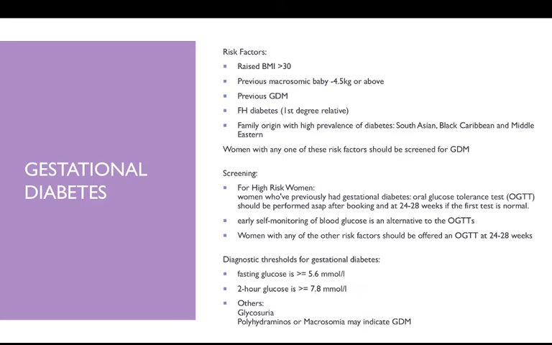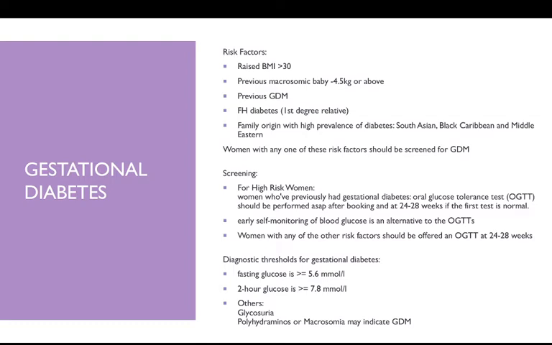So now we'll talk about gestational diabetes. The risk factors for developing GDM are having a raised BMI, so BMI over 30, having a previous baby that was over 4.5 kilograms, which I believe is 10 pounds, having gestational diabetes in a previous pregnancy, having a family history of diabetes in a first degree relative, or having a family origin with high prevalence of diabetes, so South Asians, Black Caribbeans, and Middle Easterns. If a woman has any one of these risk factors, they should be screened for gestational diabetes.